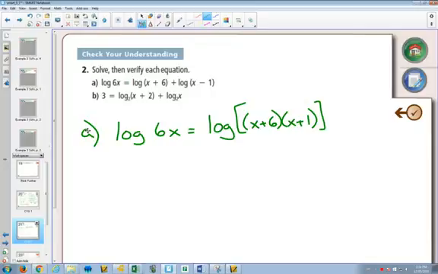If log of 6x equals log of x plus 6, x plus 1, what do you think 6x is equal to?